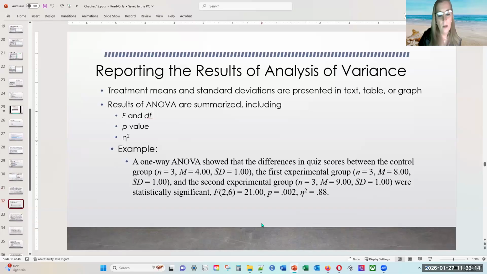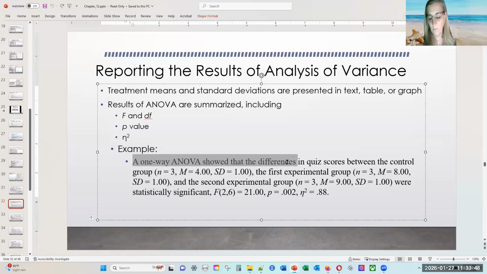We already looked at reporting analysis of variance in APA format, but you are also expected to report the N, the mean, and standard deviation for each of the treatment groups. So if you have 3, 4, 5 different conditions in your factor, you need to provide those statistics for each of those conditions. And it's always good to report whether or not you had significance in your ANOVA test.